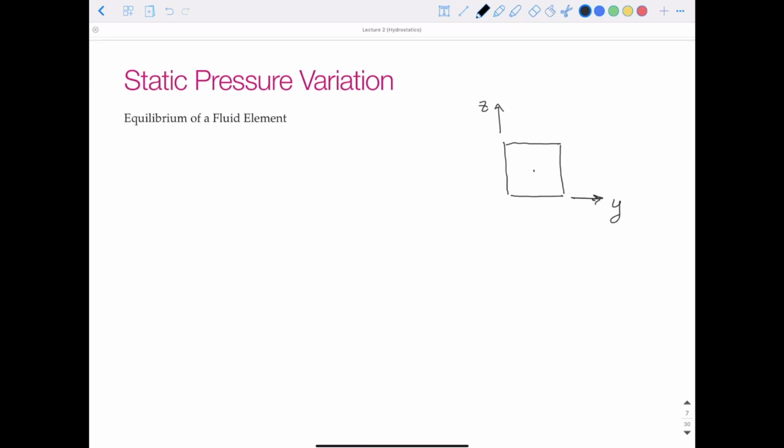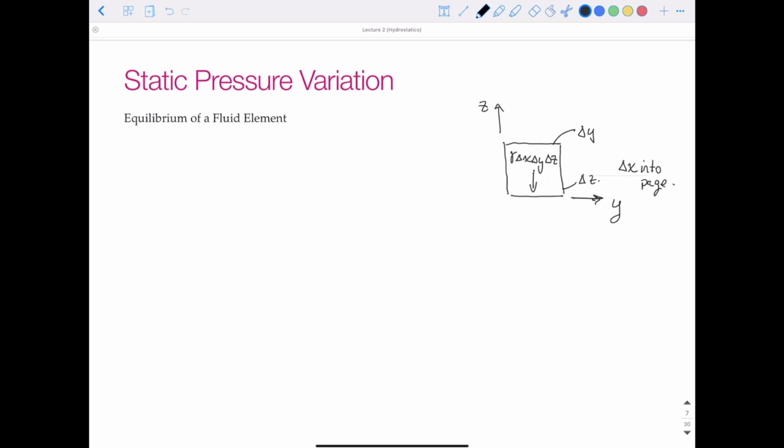And we can consider the forces acting on this element. One of them, the easiest one we can think of, would be the weight. The weight would be rho times g times the volume, and rho times g is just our specific weight, gamma, times the volume of this element, delta X, delta Y, delta Z. So let's say this face we'll call delta Y, this face we'll call delta Z, and then delta X into the page.